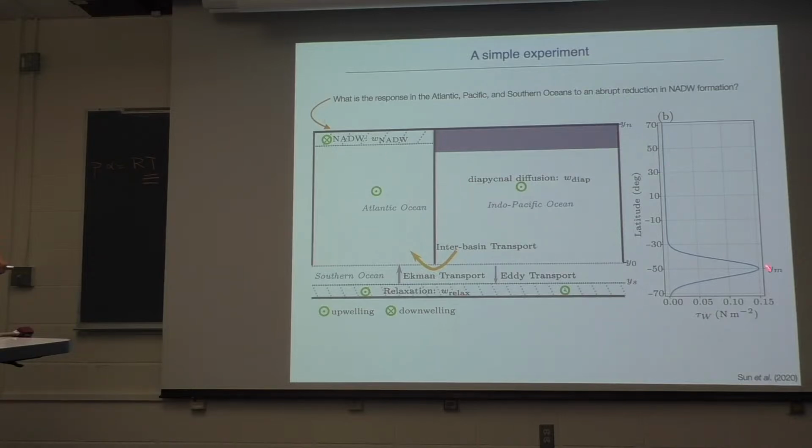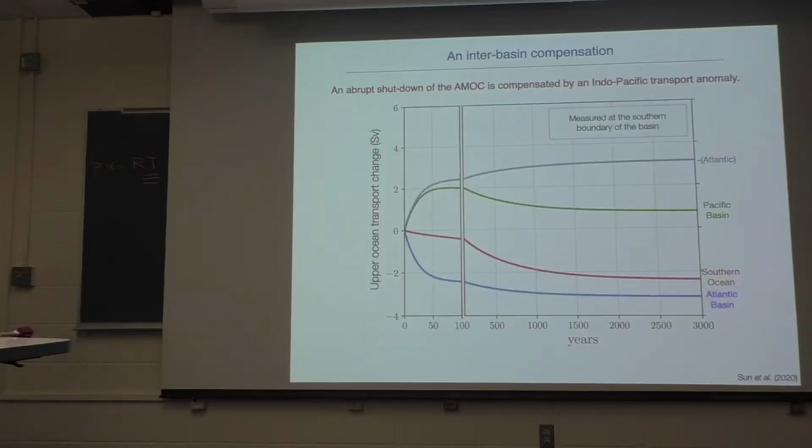And this is the forcing of the model. There is a wind stress in the Southern Ocean that's helping to bring waters up here in the Southern Ocean. And this is what you find, okay? So let's go through this carefully.